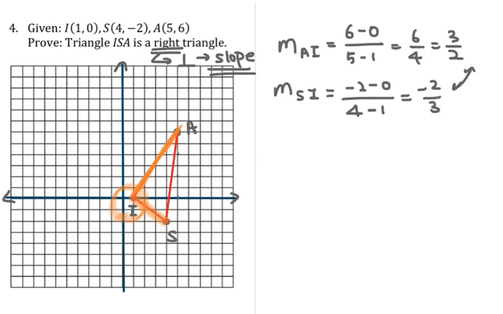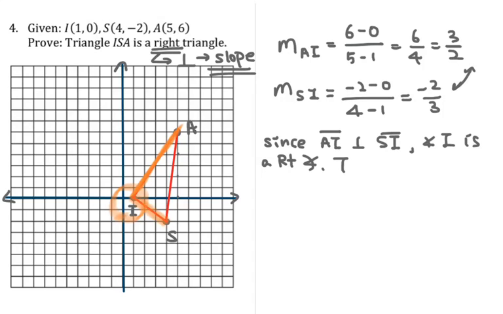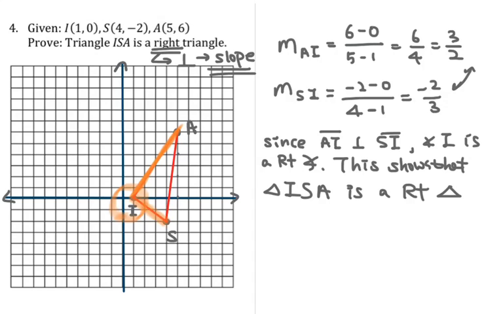Then, in our conclusive statement, we can say, since AI is perpendicular to SI, angle I is a right angle. This shows that triangle ISA is a right triangle. All right, so that's basically what we could have done. That was number 4. Let's move on to number 5.